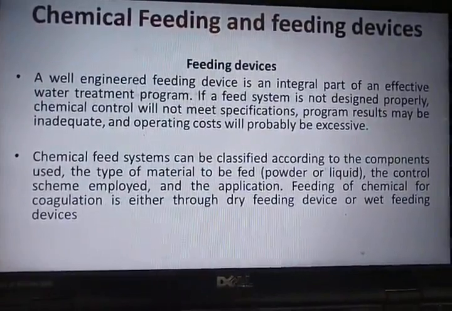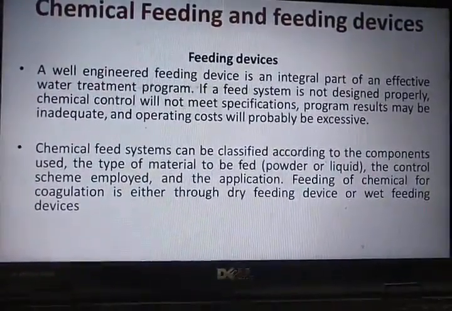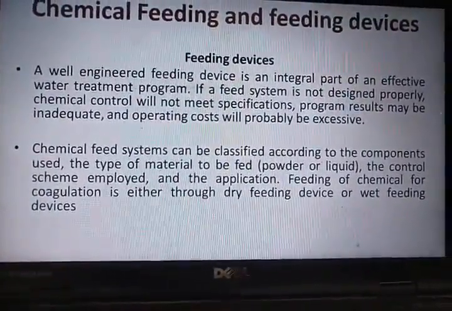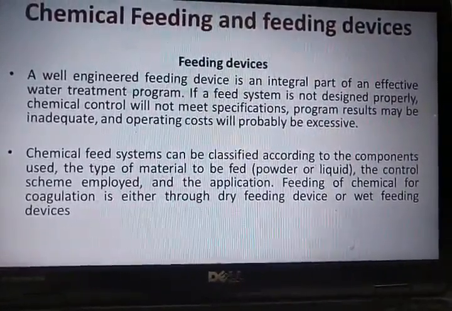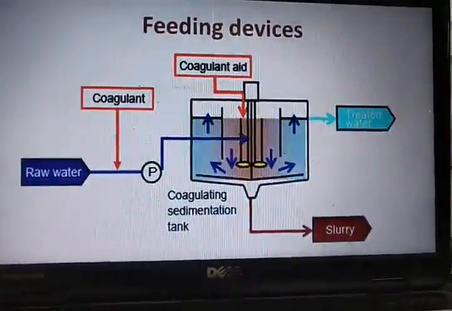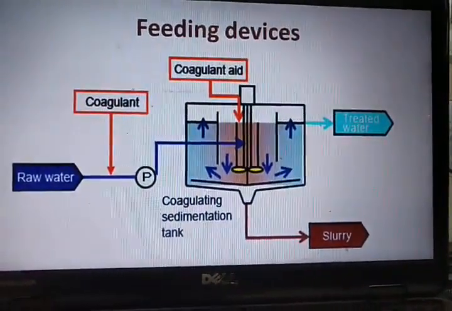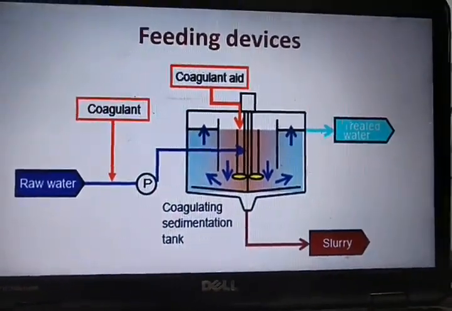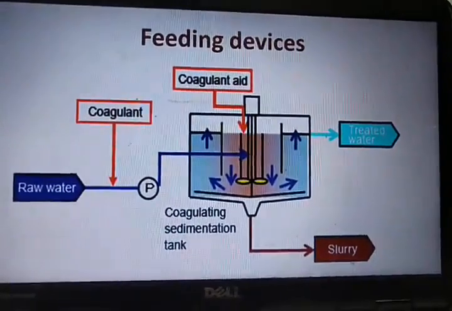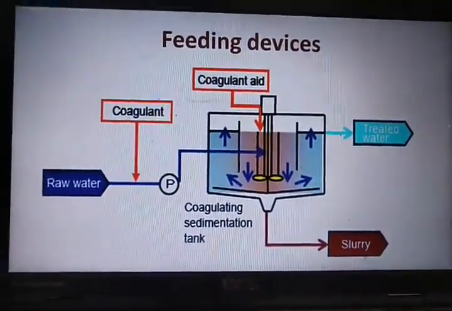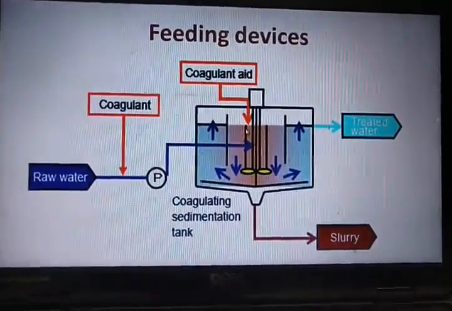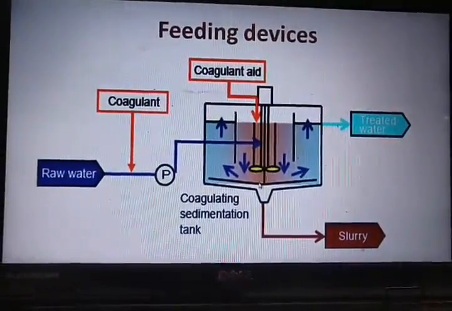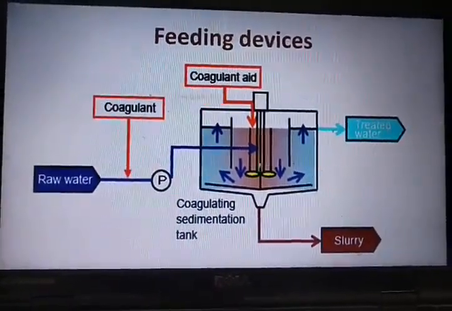Accordingly, these feed systems can be classified as wet feeding systems and dry feeding devices. Let us see what is meant by wet feeding and dry feeding devices. This is the illustration of the feeding devices shown in this slide. Let us assume a circular tank, shown in this diagram with a paddle for the rotation and mixing of the chemical feed.